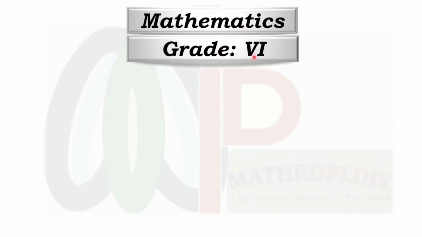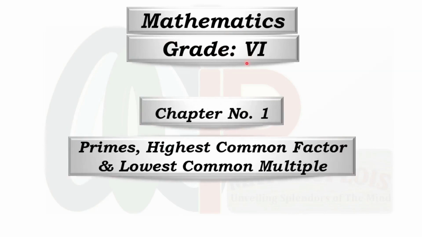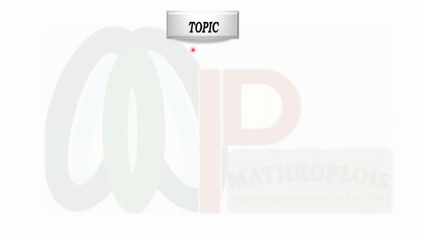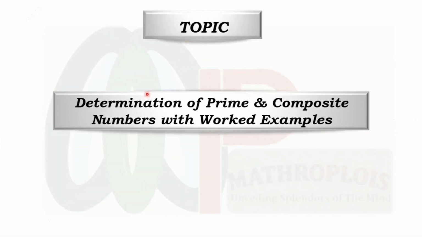It's mathematics of grade 6. We have started chapter number 1, that is, primes, highest common factor, and lowest common multiple. The topic of today's lecture is determination of prime and composite numbers. Let us understand the required steps to determine prime and composite numbers with the help of a worked example.